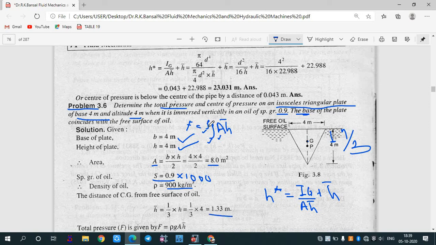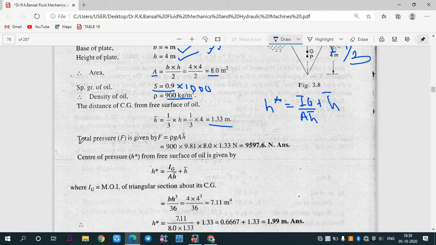So we have now got all the parameters. We have rho, that is 900, we have G, that is 9.81, we have A, that is 8, and h bar, that is coming out to be 1.33. Based on that, we can calculate the total pressure. After putting all these values, we get 9597.6 Newton. So this is the value for force.